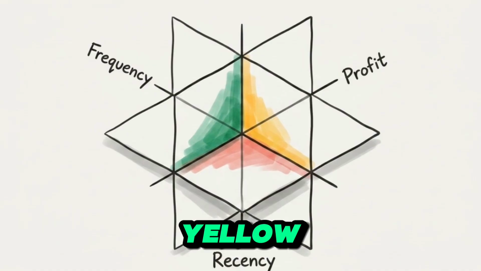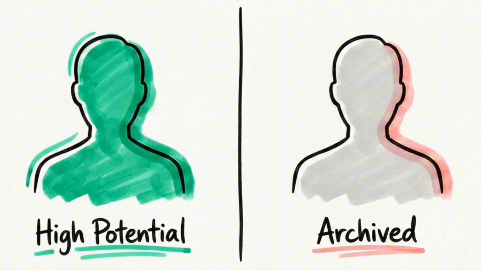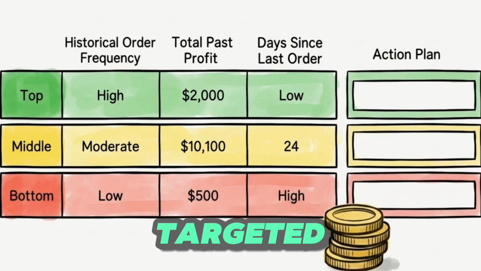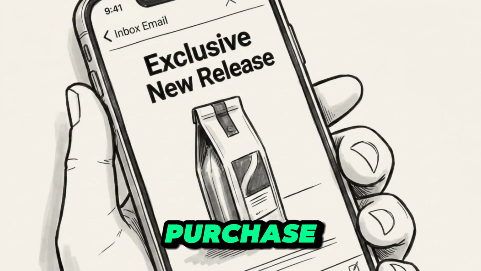The mid-tier yellow segment is different. These customers showed promise but stalled out. They are the ones who actually require a targeted, carefully calculated financial incentive to cross the threshold and purchase again.